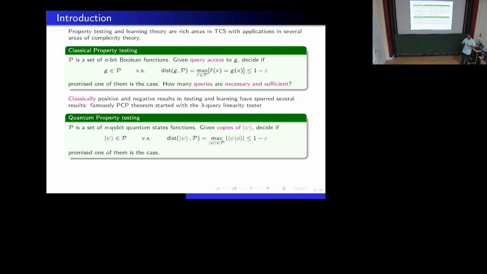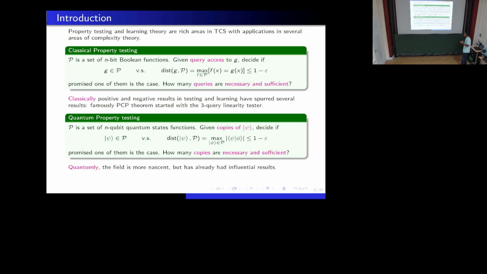I'm going to have a one-slide primer on what quantum states are in the next slide. But for now, you can just think of replacing all Boolean functions with quantum states and everything just stays the same. Here you have query access to this unknown function G. Here you have copies of this unknown quantum state psi. And the goal is, how many copies, again, are necessary and sufficient to distinguish whether psi lies in the property or psi is far from every single quantum state in the property.